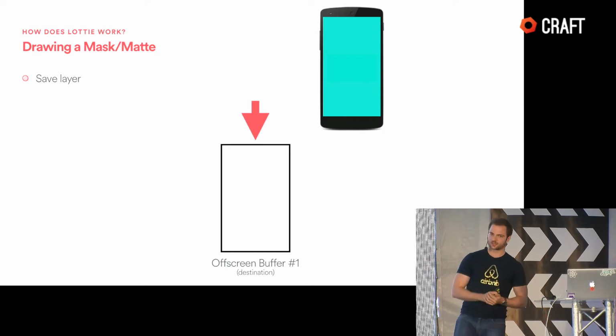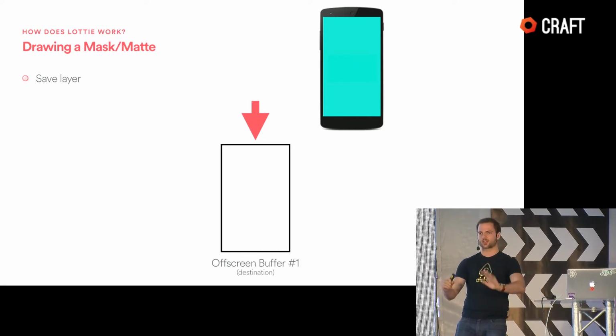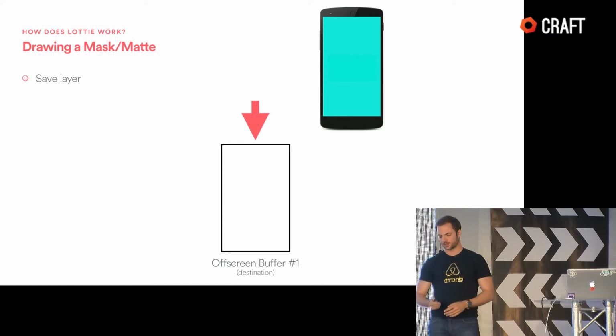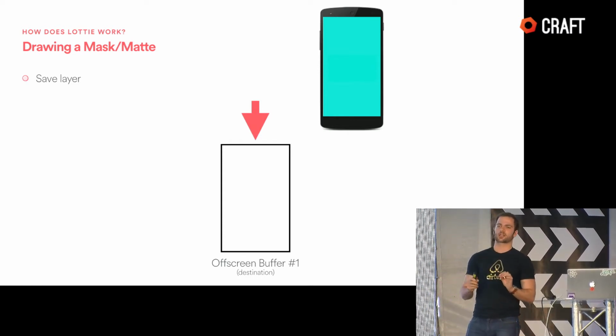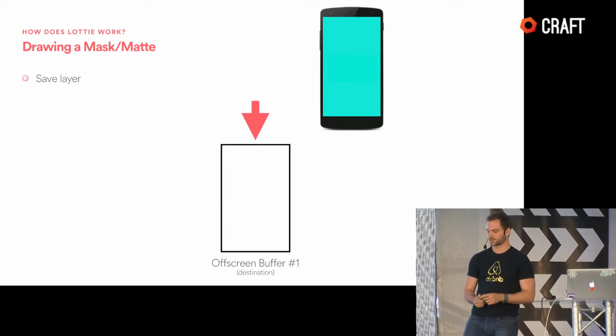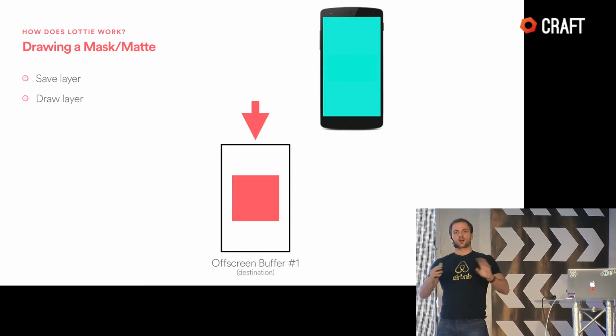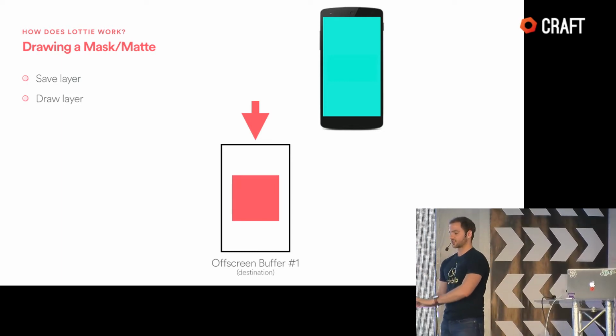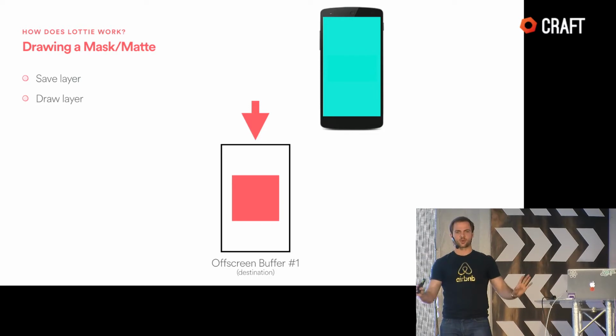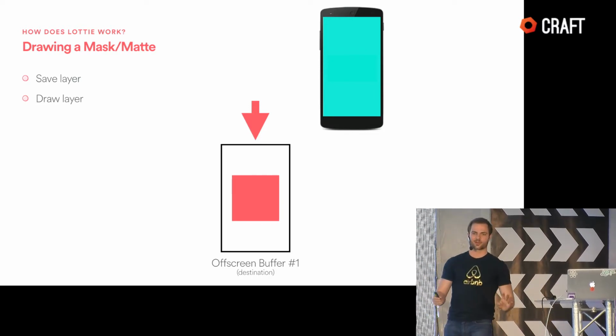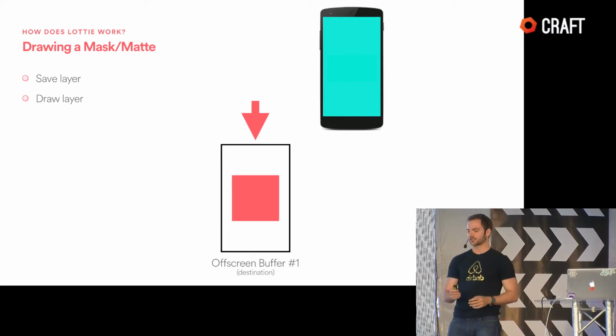So let's walk through it. We start with this blue background. We've already drawn it on a previous layer, so we're good there. The first thing we do is call saveLayer, the same saveLayer we called before. Now we're going to draw a red square. Again, we're trying to get to a red star, but right now, red square, it's a little bit bigger than we want, not quite the right shape. That's fine, we'll fix that in a second.